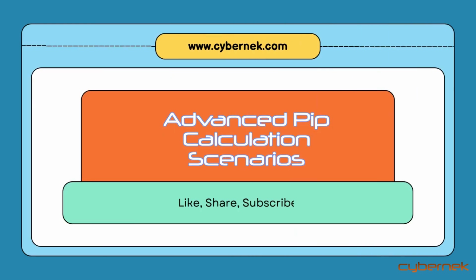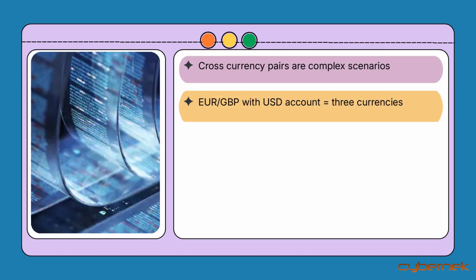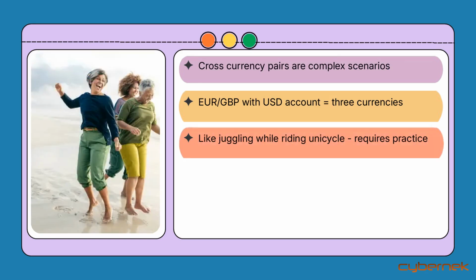Advanced pip calculation scenarios. Now let's tackle the scenarios that make your head spin. Cross-currency pairs are where things get spicy. When you're trading euro to pound sterling and your account is in USD, you're essentially dealing with 3 currencies at once. It's like trying to juggle while riding a unicycle.